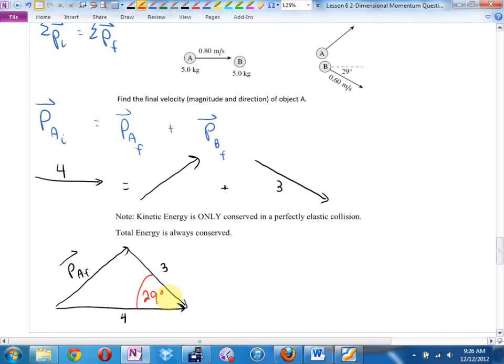SOHCAHTOA? No. You know what? It's cosine law. The other way you can tell it's cosine law is whenever you have side, angle, side: two sides and the angle between them, and you're trying to find the one across. That's cosine law. So what's the cosine law going to be? Momentum of A final squared equals 3 squared plus 4 squared minus 2 times 3 times 4 cos 29.